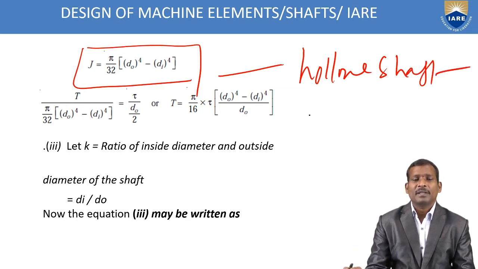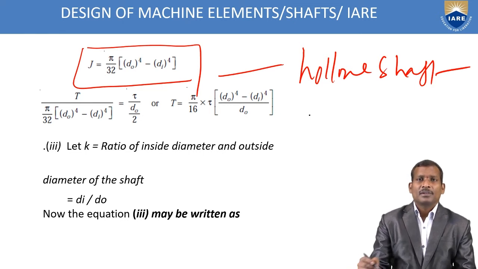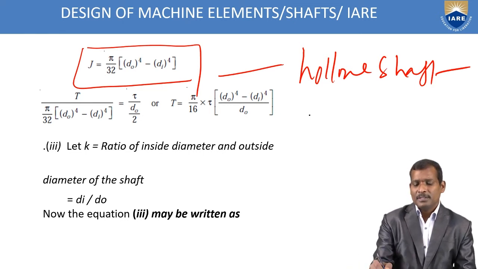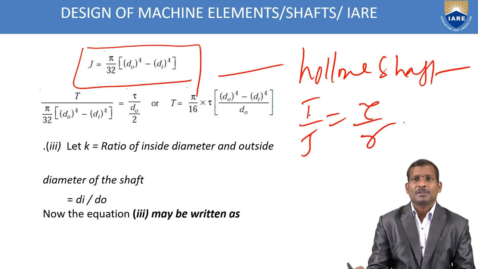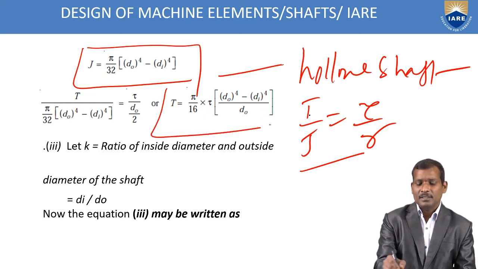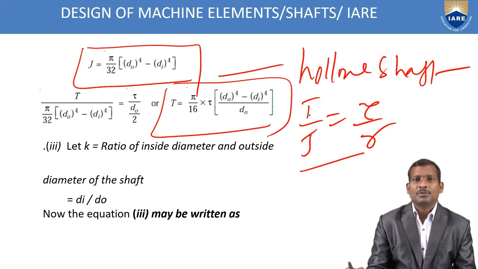So, a hollow shaft has two diameters, the inner diameter d_i and the outer diameter d_0. Substitute this J value in the previous equation, T by J is equal to tau by R. You will get T is equal to pi by 16 into tau into (d_0 to the power of 4 minus d_i to the power of 4) divided by d_0.